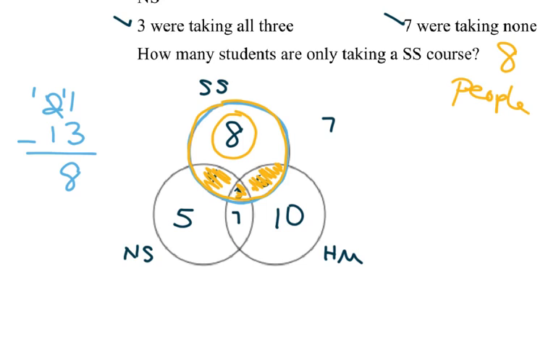Notice I worked from the inside out. I worked starting with the number of people that were taking all three. Then I worked with the intersections. And then I worked with the students taking the single courses only. So if you work from the inside out, it makes this problem a little bit easier.